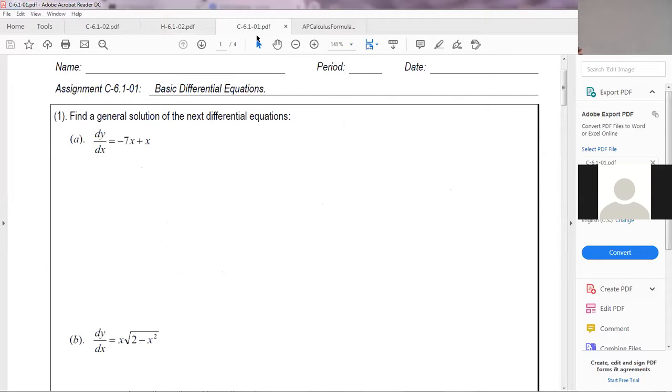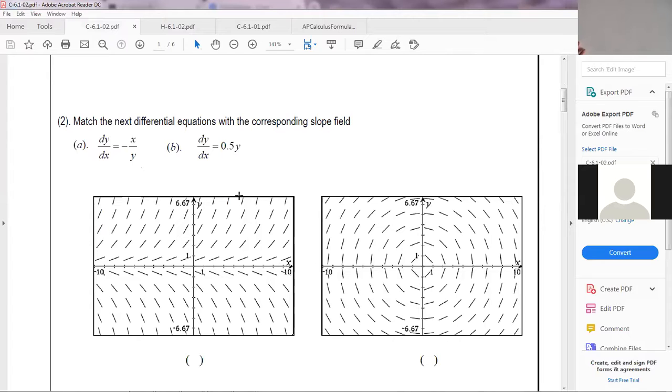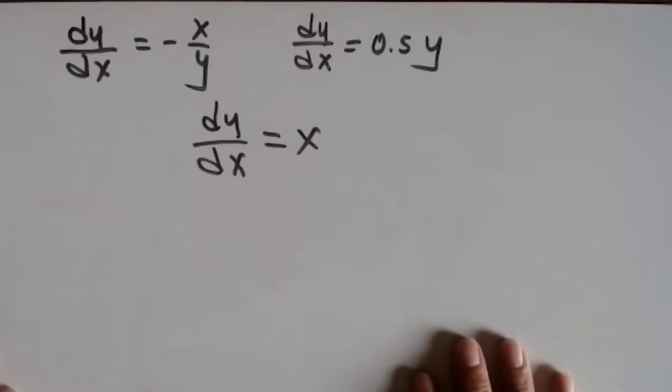No, it's not this one. It's this one right here. So you have two differential equations. I'm going to annotate my differential equations: dy/dx equals -x over y, and dy/dx equals 0.5y, correct? Let me also put this one, dy/dx equals x, to begin with. So let me now work these three differential equations.